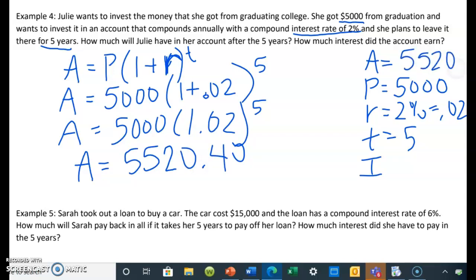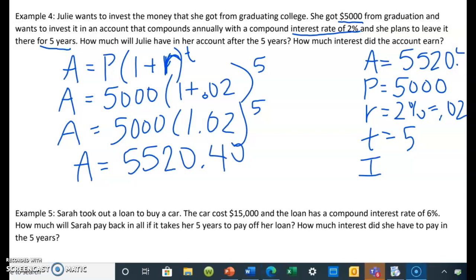To find my interest, we will go back and we'll plug that in. Sorry, it might be off the screen a little bit. To find my interest, remember I'm going to take that $5,520 and I'm going to subtract out the 5,000. So it's $520.40. So Julie earned $520.40 off of that investment of keeping in that account for that long. It was a low interest rate of 2%, but we still earned $500 because she left it there for 5 years.